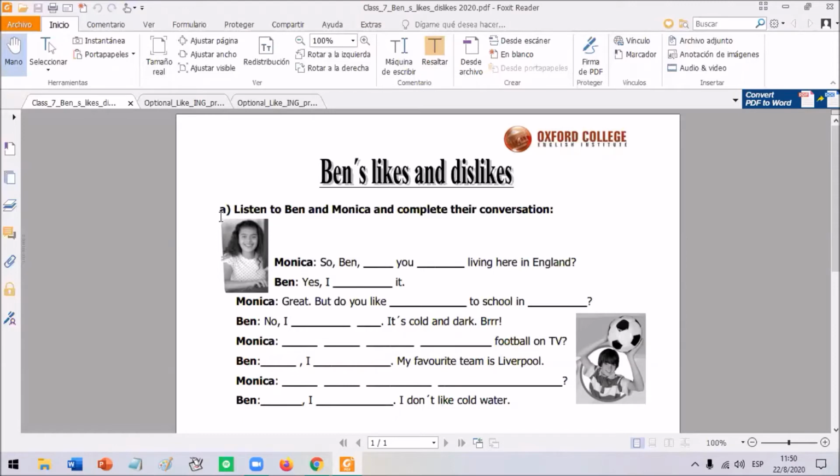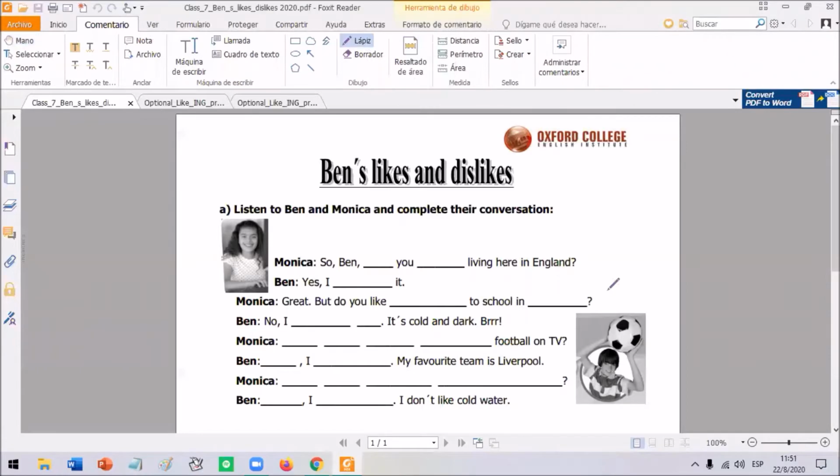Look at activity A. Listen to Ben and Monica and complete their conversation, all right? So we are going to listen to this dialogue. You listen to the recording and you complete the missing words in the conversation, okay? Pay attention to the following. Atención a esto. Look at the dialogue. It is between Monica and Ben. And Monica is asking questions. Yes, can you see the question marks? Look, Monica is asking questions, all right?